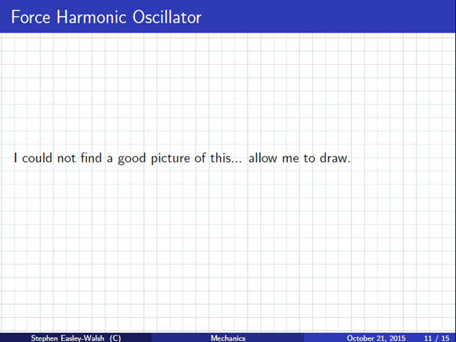The last one I couldn't find a good picture of. I'll talk more about this next time. So don't close the pen. I need you to do examples.